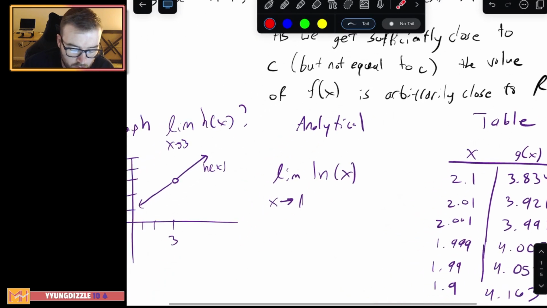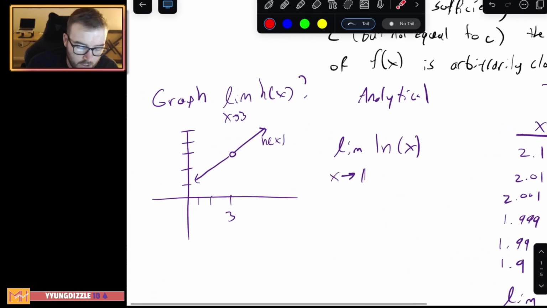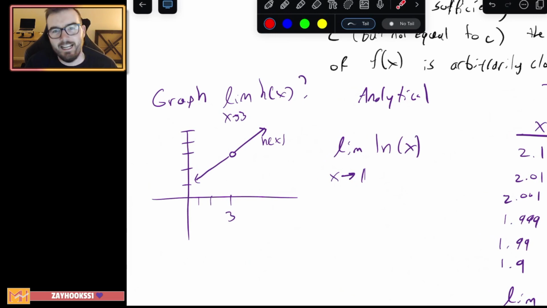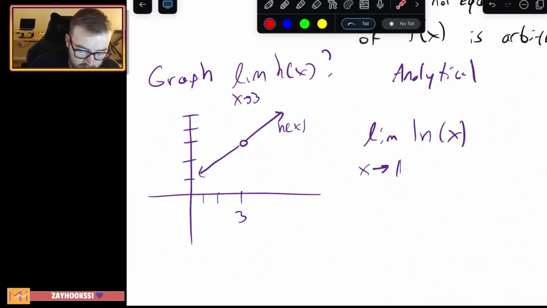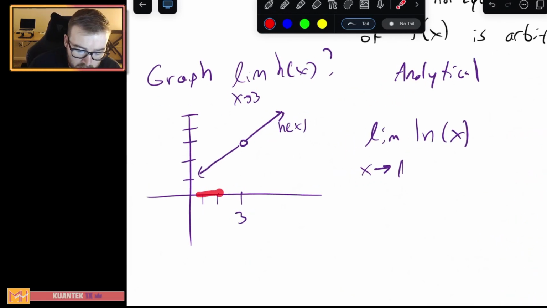Okay? So let's look at that in action. Look at the graph of h of x. What is the limit as x approaches 3 of h of x? Well, as you get really close to 3, where is your function headed? It's headed to a y value of 3. So as you get really close to 3 on the x-axis, the y value that you're approaching is 3. So the answer to this is 3.